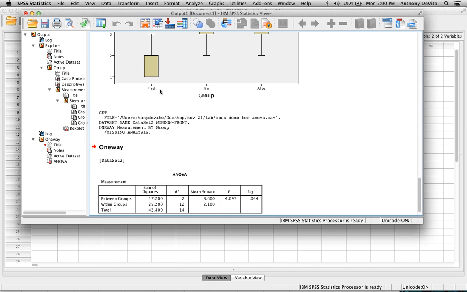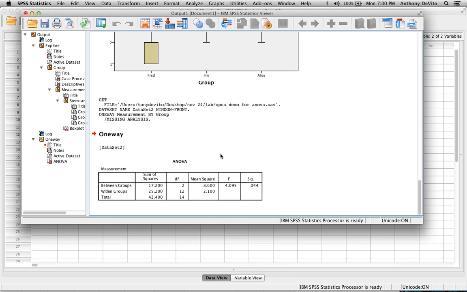Okay, here comes up my output window, and let's see what I've gotten here. The sum of the squares between the groups was 17.2. Looks familiar, right? Same number we calculated. The degrees of freedom is 2.